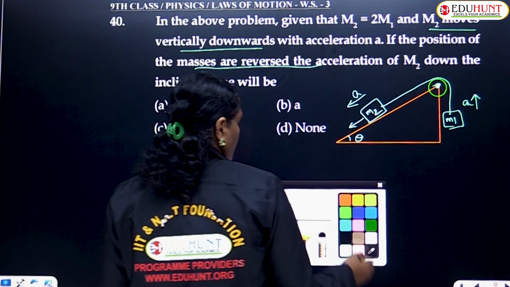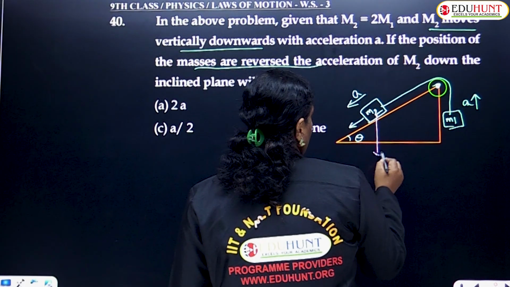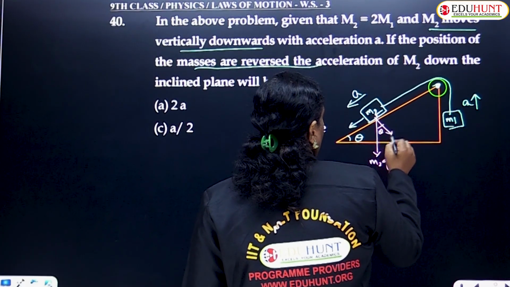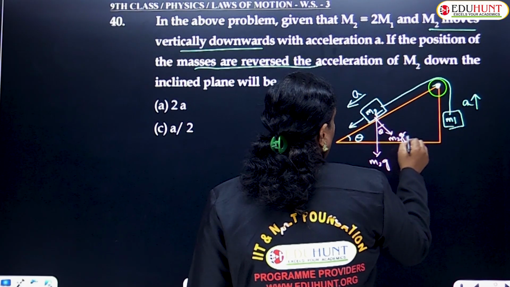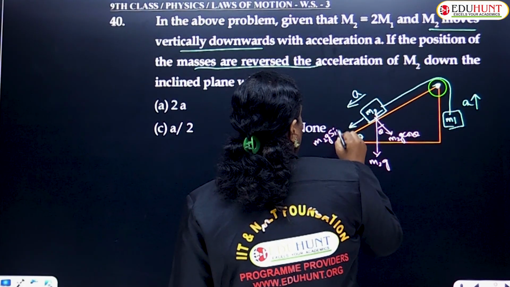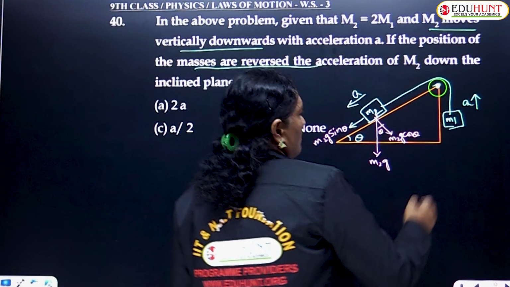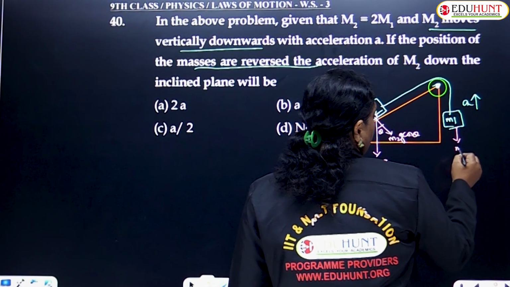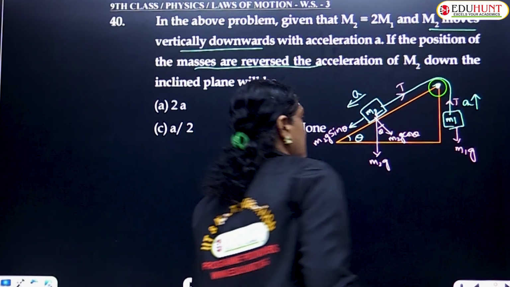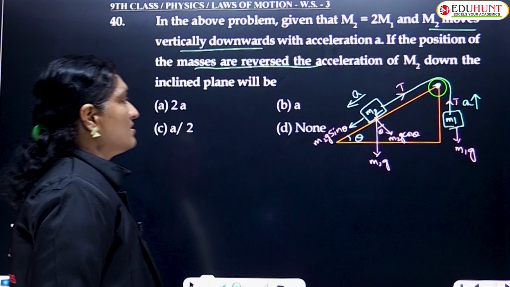In order to find the equation part, first of all this will be your M2G. Here it would be theta and here it is M2G cos theta and here it is M2G sin theta. These are the things. If you observe this, here it will be M1G and here it will be tension T, here also tension T. So again, let us go with the equations of motion.